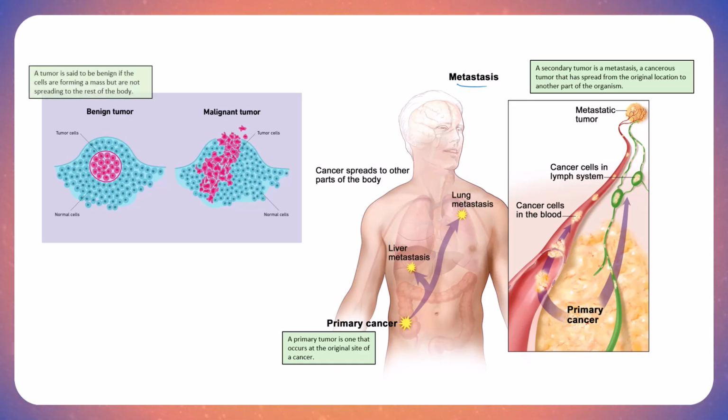The difference between benign and malignant is that a tumor is said to be benign if the cells are forming a mass but are not spreading to the rest of the body. So if the cancer cells exist in a mass and it is not spreading, it's a benign tumor. If the cells are growing in a mass, but they do have the ability to spread, or they have spread, it's said to be malignant. Malignant cancers can spread to the rest of the body, and malignant cancers are more difficult to treat and deal with than benign tumors are.